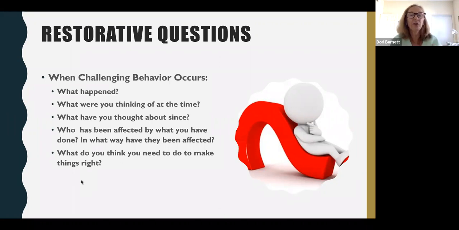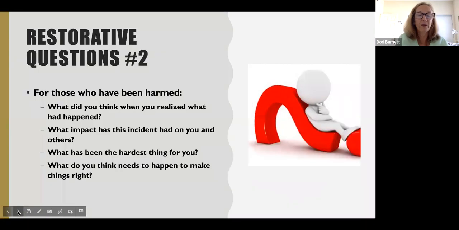You can actually conversely also ask these questions to recognize a good behavior, because we want to recognize it and get the student to think, well, how can they continue to do this? A positive thing like getting an A on a math test.